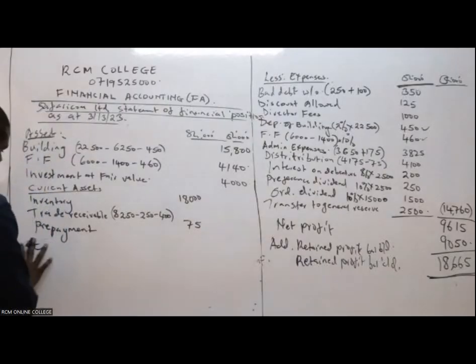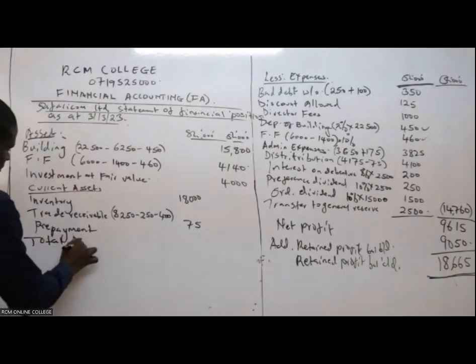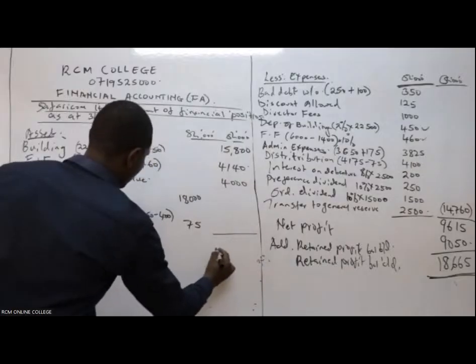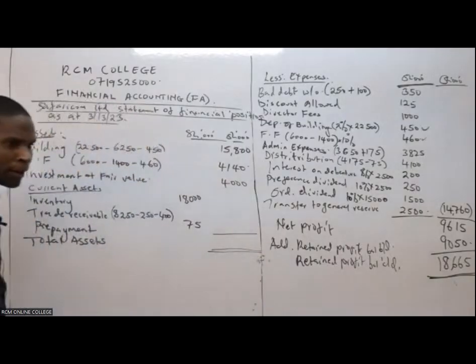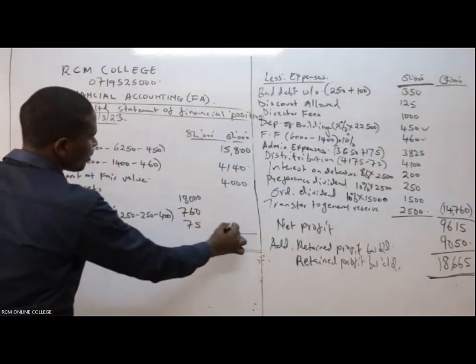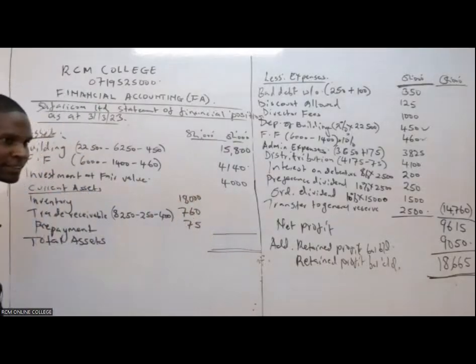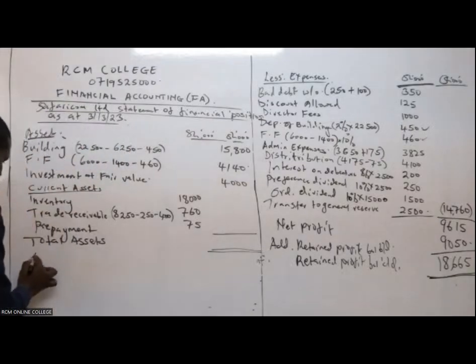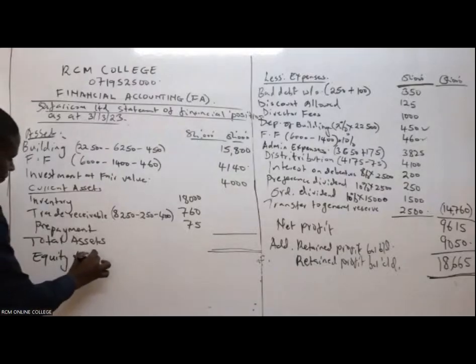Equity, total asset, of course. Total asset. Get the total asset there and then we close. Okay, 7,600. Can you give me now the total of the current asset, as we wind it up? Equity and liabilities is the next section.